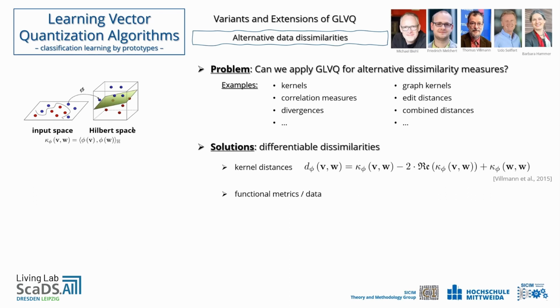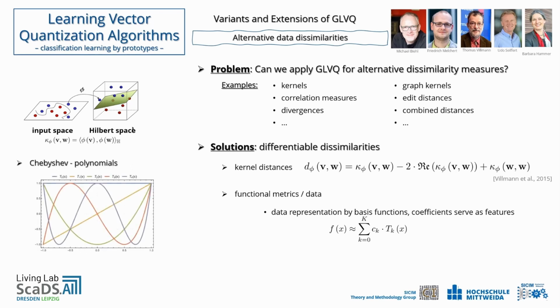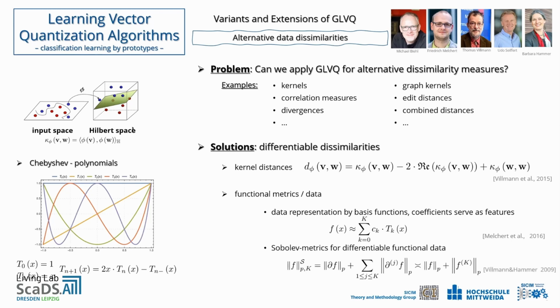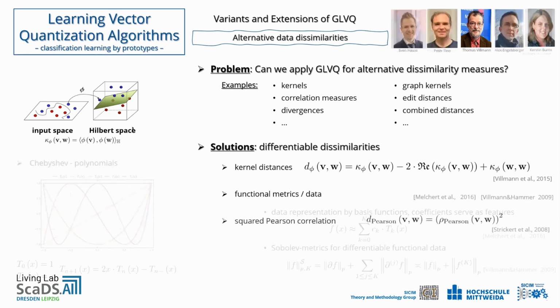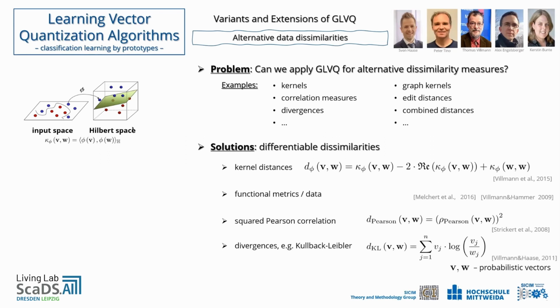So we can take into account functional metrics, where we assume that our data represent functions or time series. We approximate them by the coefficients of the respective polynomial approximations, for example Chebyshev polynomials, or we can apply respective Sobolev metrics for functional data. In biology and bioinformatics, correlations are frequently considered. If you take the squared value of the correlation, we can take this as a dissimilarity measure, or we can take any kind of divergence, for example the Kullback-Leibler divergence, as long as we assume that they are differentiable.